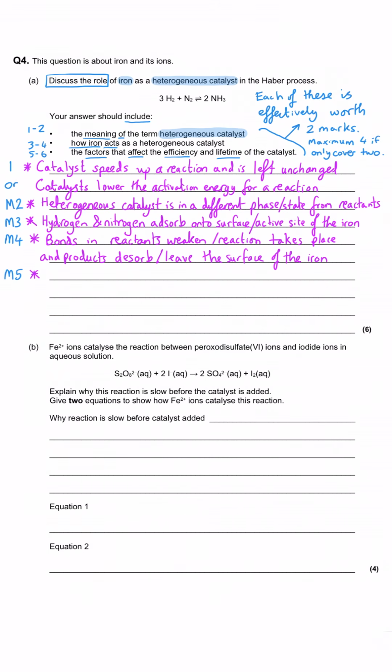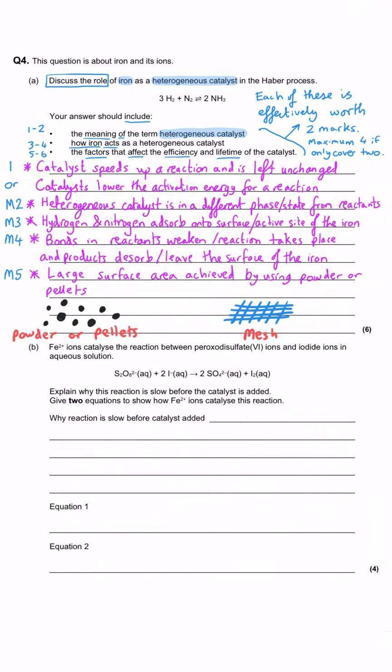The efficiency is determined by the amount of surface that this iron has to enable it to act as a catalyst. So a large surface area is going to increase the efficiency, perhaps by using a small powder or pellets of our iron. Or maybe we might have some kind of support medium, which is typically a mesh or a honeycomb, and we get that in the catalytic converters, if you remember the catalyst that's present there.